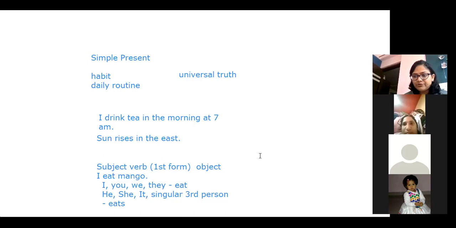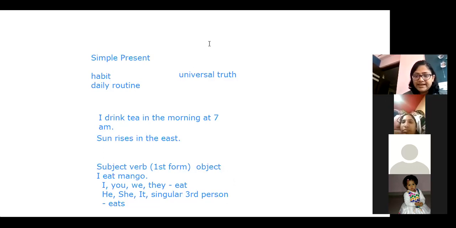So I eat mango, you eat mango, we eat mango, they eat mango. But if it is he, she, it, or any third person singular, that means it can be any one person. So he eats, she eats, it eats, Ram eats, it can be any name, my uncle eats, my aunt eats, anyone singular third person. Then you have to use S.